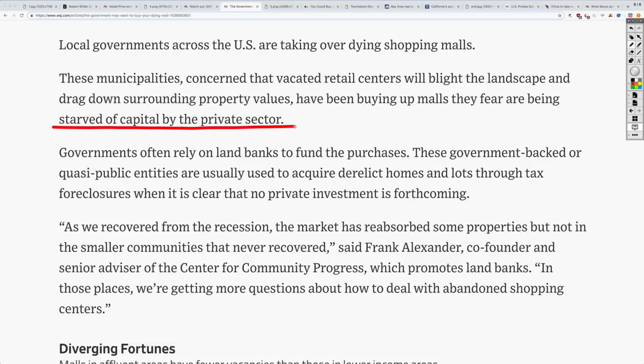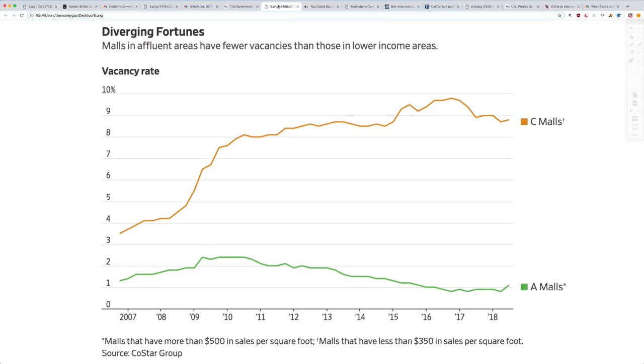Governments often rely on land banks to fund the purchases. These government-backed or quasi-public entities are usually used to acquire derelict homes and lots through tax foreclosures when it is clear that no private investment is forthcoming. As we recover from the recession, the market has reabsorbed some properties, but not in the smaller communities that never recovered. In those places, we're getting more questions about how to deal with the abandoned shopping centers.